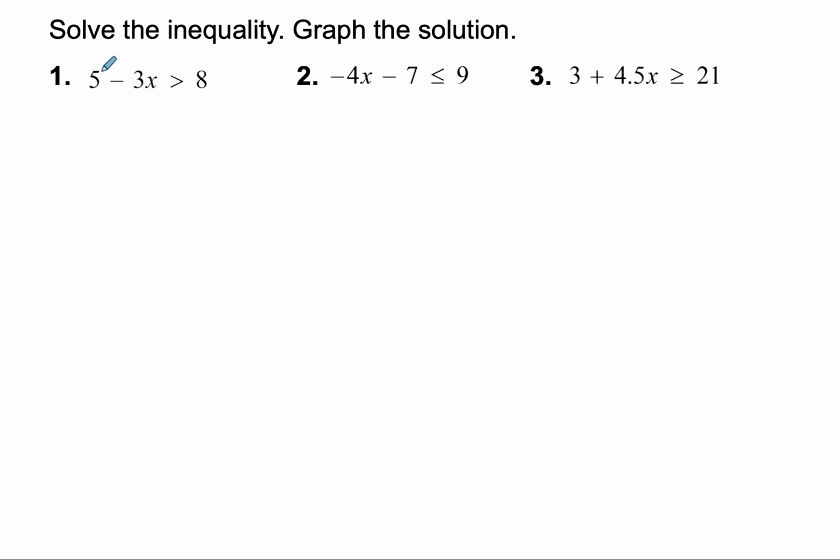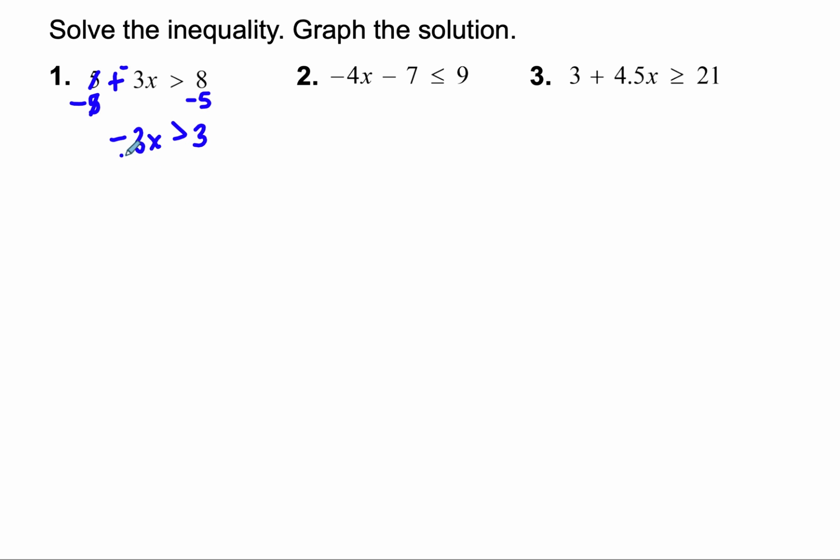So for this one, again, I have a subtraction sign in front of where my variable is, so I'm going to go ahead and just do a boom, boom, make that subtraction sign plus negative. That subtraction sign is like a negative. It goes with that coefficient of 3. It does not impact the 5. The 5 came first. This is a positive 5. I'm going to subtract 5 from both sides. 5 minus 5 is 0. It leaves me with negative 3x is greater than 8 minus 5 is 3.